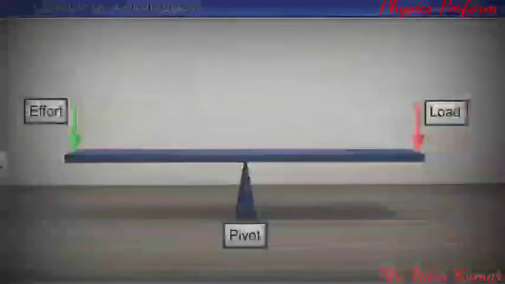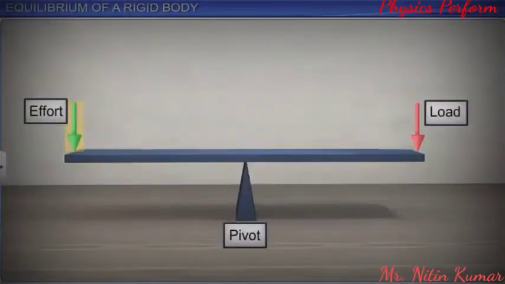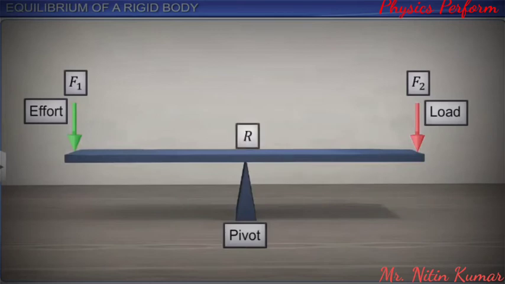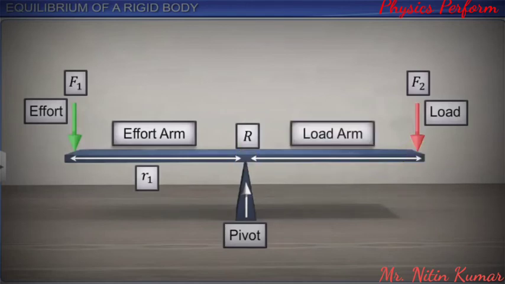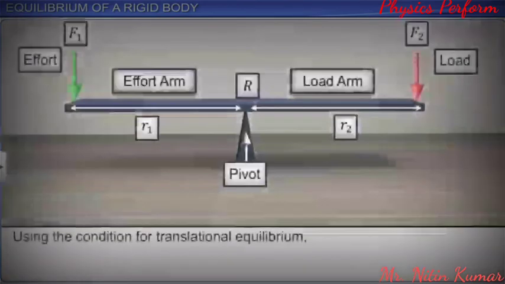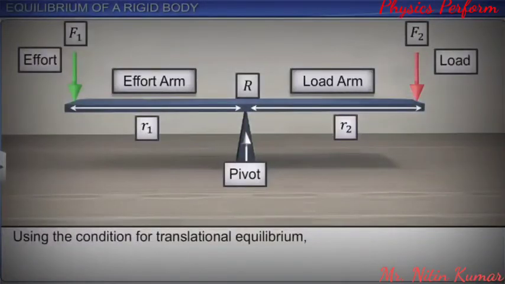Let us consider a lever placed on a pivot. Let the effort F1 and load F2 be the 2 forces acting on the lever perpendicularly in the downward direction, and R be the force exerted by the pivot in the upward direction. The distance between the pivot point and the point of application of effort is called the effort arm, R1. The distance between the pivot and the point of application of load is called the load arm, R2. The lever is in translational equilibrium.